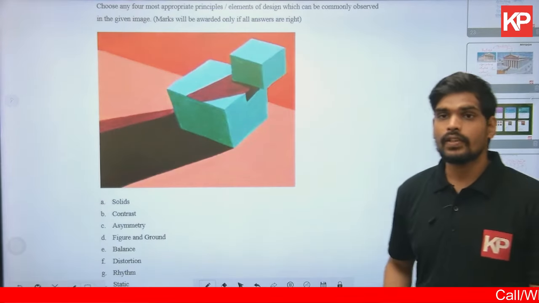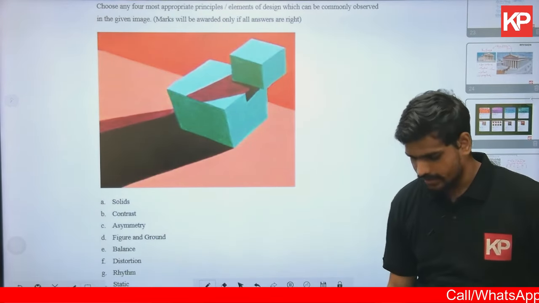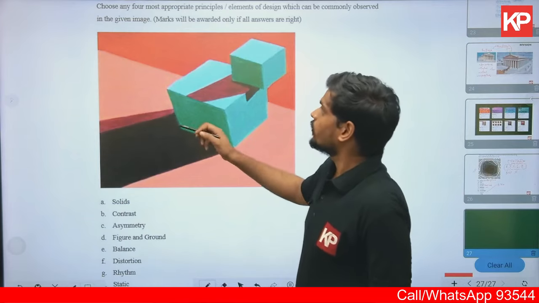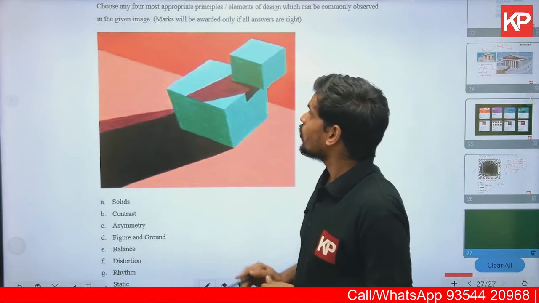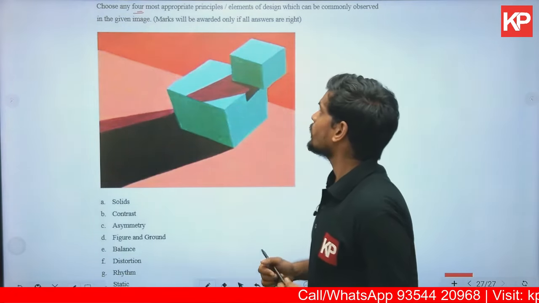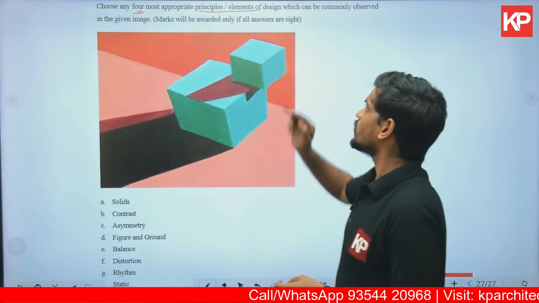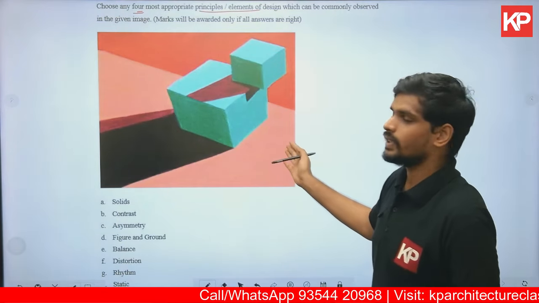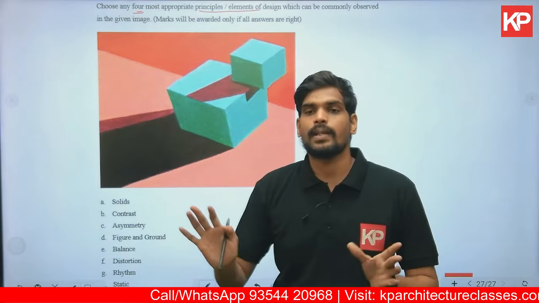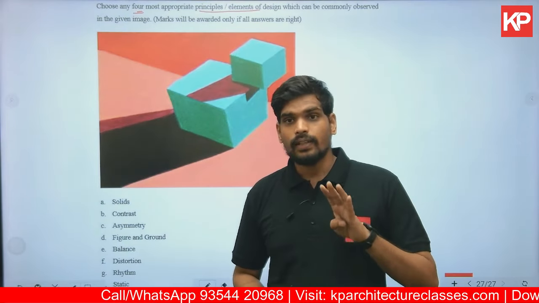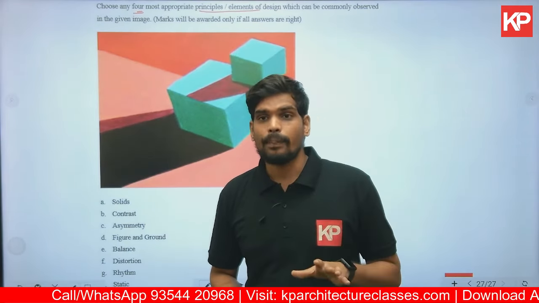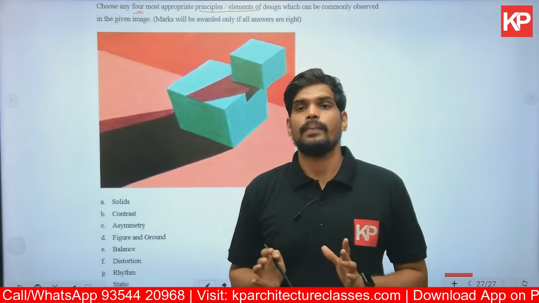Again, a 3 marks NATA question, a multiple select type question. Let us discuss this question as well. So first read the statement. Choose any four most appropriate principles or elements of design which are commonly observed in the image. So in this image, there are some elements and principles of design. You have to select the 4 most appropriate correct principles or elements of design.